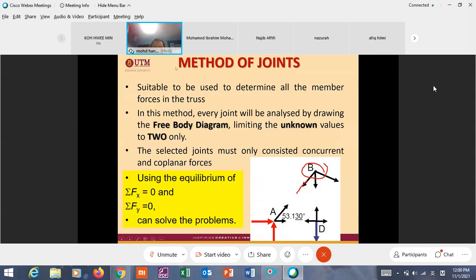Okay, so this is method of joint. We just use the equilibrium of ΣFx = 0 and ΣFy = 0 for each joint, and we move from one joint to another joint. That's the basic principle of this joint method. We just use the free body diagram, limiting the unknown values to 2 only. Free body diagram here means free body diagram of this joint, not the structure of this joint.